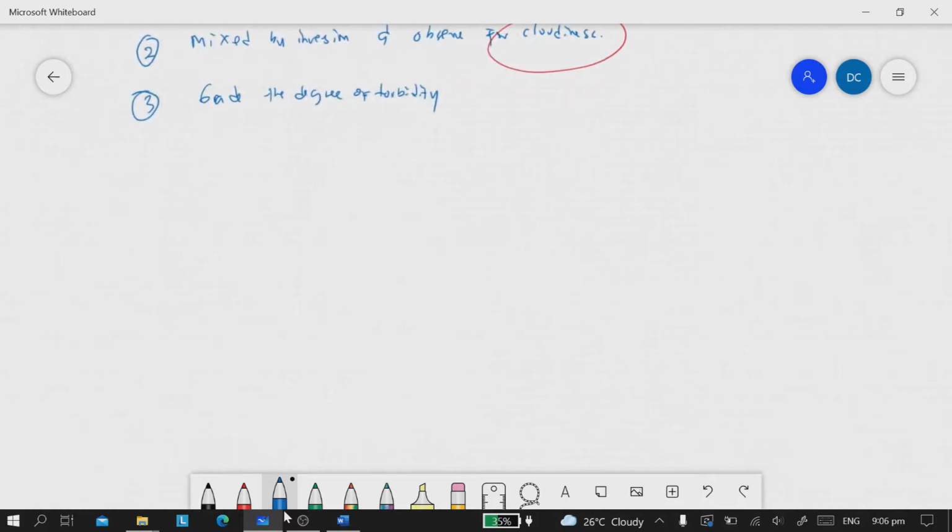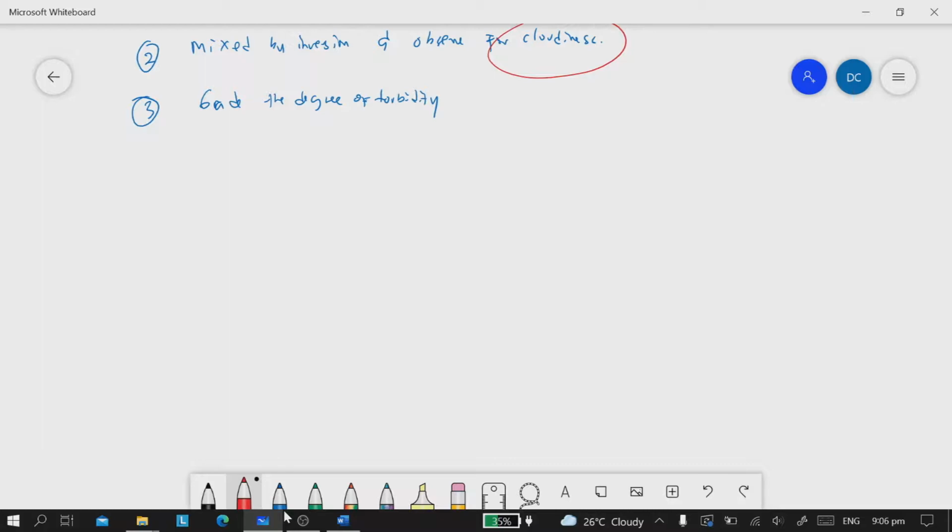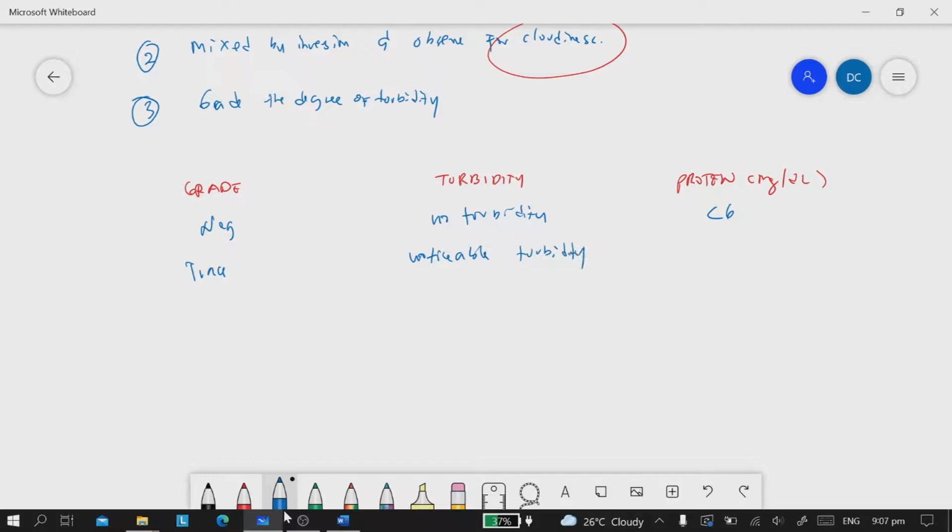I hope we still have space here. So how will we grade the SSA, or the protein content, according to its turbidity? Let's create a table. We have the grade, the turbidity, then you also have the protein in milligrams per dL. When we say negative, it means no turbidity, and this measures less than 6 milligrams per dL of protein in the urine. Next, we have the trace. When we say trace, it has noticeable turbidity, and that will be 6 to 30 milligrams per dL of protein.